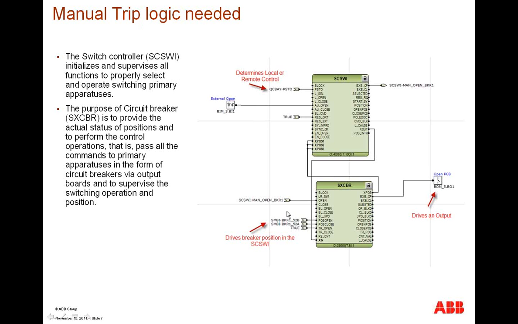The inputs I have going into the SXCBR are A and B fingers from the circuit breaker. This gives positive acknowledgement of what position the circuit breaker is in. And we have an input connected to the SCSWI. This will allow external opening. It's connected to the binary input module in slot 3 of this relay.